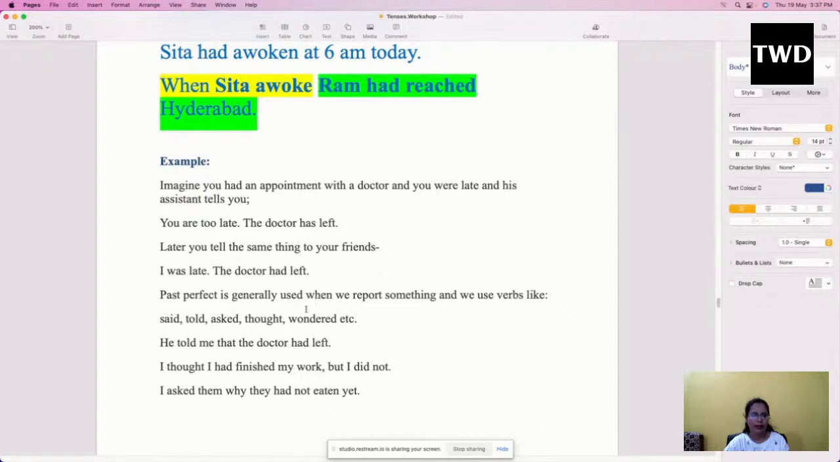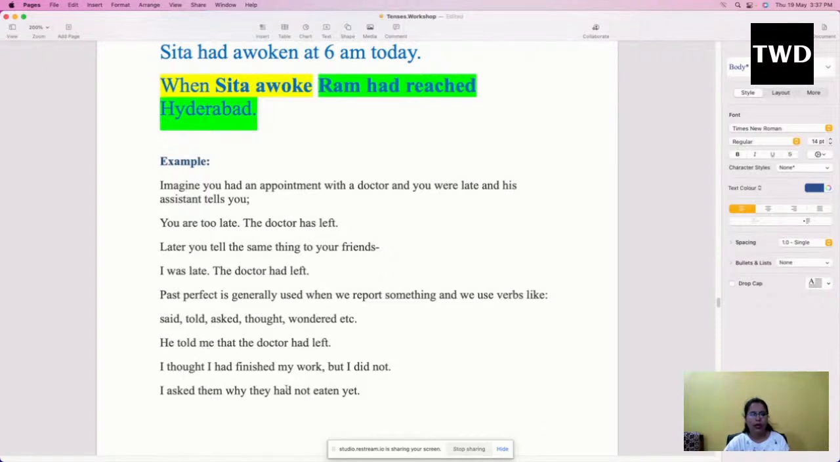The doctor had left. So past perfect is generally used when we report something, and we use verbs like said, told, asked, thought, wondered. He told me that the doctor had left. He told me means the doctor's assistant told me that the doctor had left.